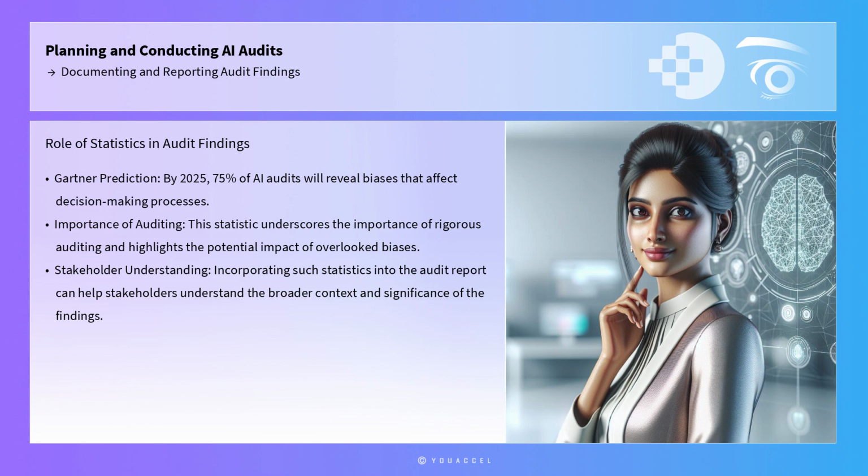Statistics also play a pivotal role in supporting audit findings. For instance, Gartner predicts that by 2025, 75% of AI audits will reveal biases that affect decision-making processes. This statistic underscores the importance of rigorous auditing and highlights the potential impact of overlooked biases. Incorporating such statistics into the audit report can help stakeholders understand the broader context and significance of the findings.